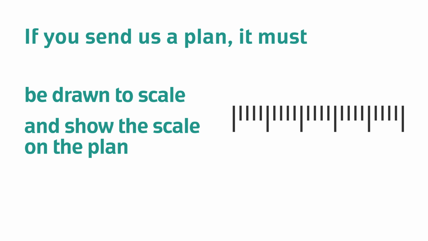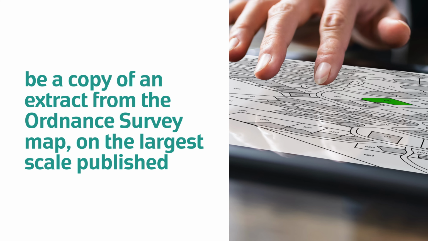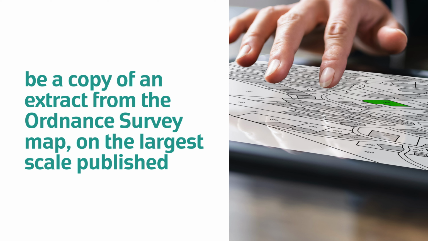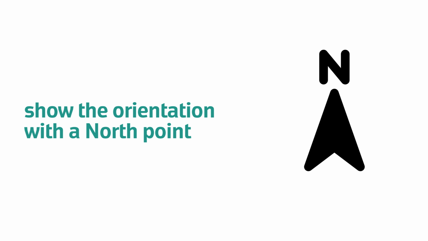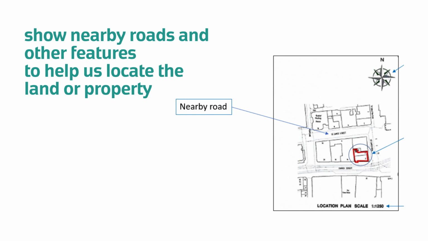If you do send us a plan, it must be drawn to scale and show the scale on the plan. Be a copy of an extract from the Ordnance Survey map on the largest scale published, which is generally 1 to 1,250 for urban properties and 1 to 2,500 for rural properties. Show the orientation with a north point. Use coloured edging, preferably red, to show the precise extent of the property clearly and accurately. Show the position of the land in relation to nearby roads and other relevant features to help us locate it.